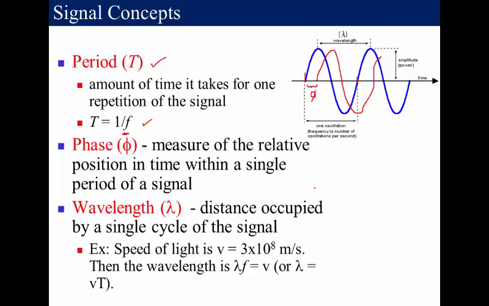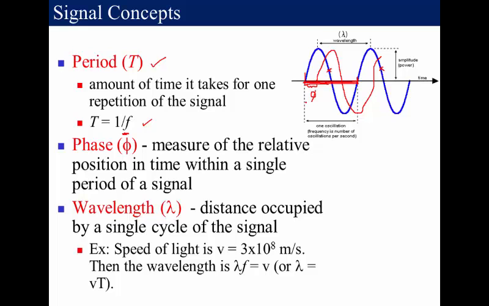Wavelength. Wavelength is the distance of a single cycle of the signal. So from here to there, that is the wavelength. You can measure at any point. What is a wavelength? Then we can say, oh, from here to there. Then this wavelength is the same as that wavelength and that wavelength. They're all wavelengths.